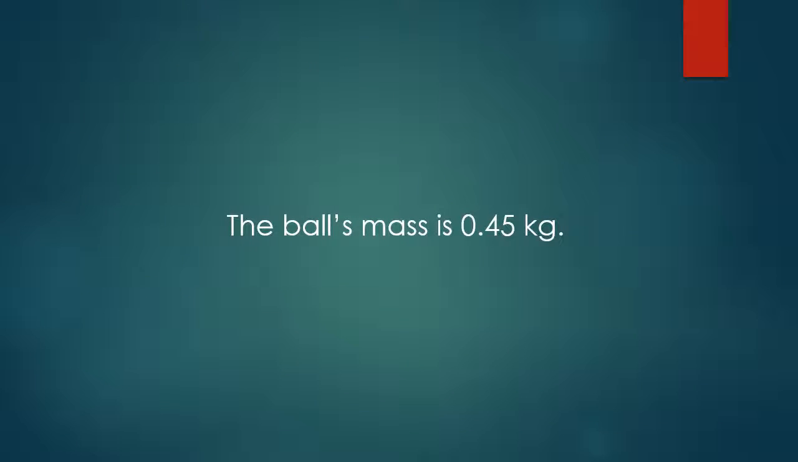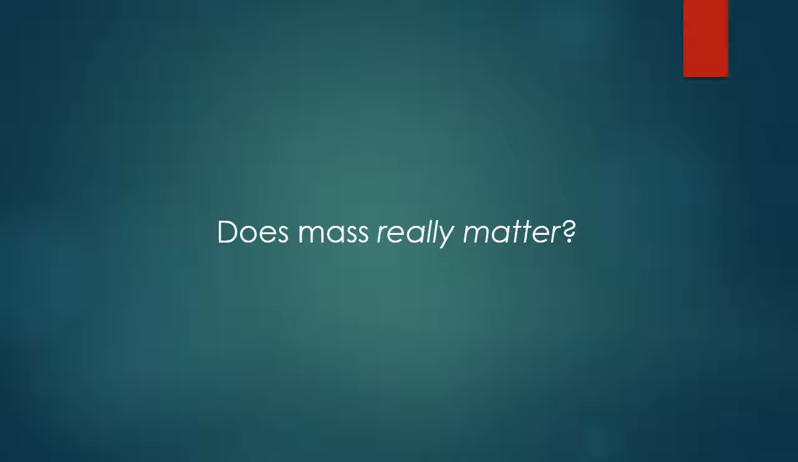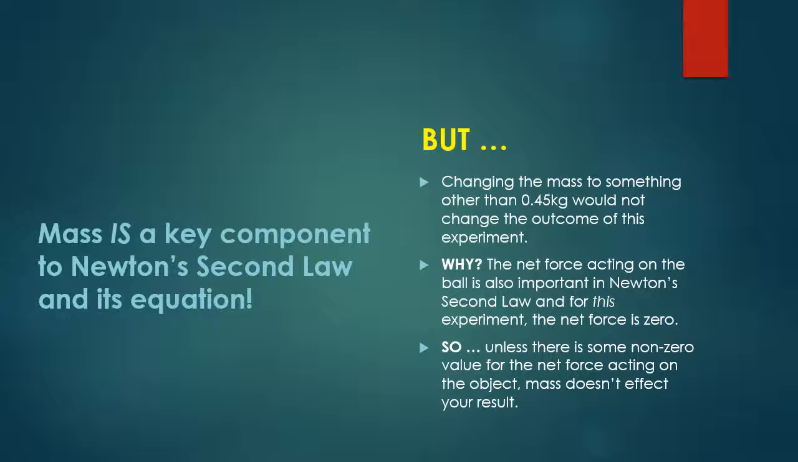The ball's mass is 0.45 kilograms and was included in the coding. But does the ball's mass really matter? Mass is a key component to Newton's second law and its equation, but changing the mass to something other than 0.45 kilograms would not change the outcome of this experiment. Why? Well, the net force acting on the ball is also important to Newton's second law, and for this experiment, the net force is 0. So, unless there is some non-zero value for the net force acting on the object, mass doesn't affect your result.